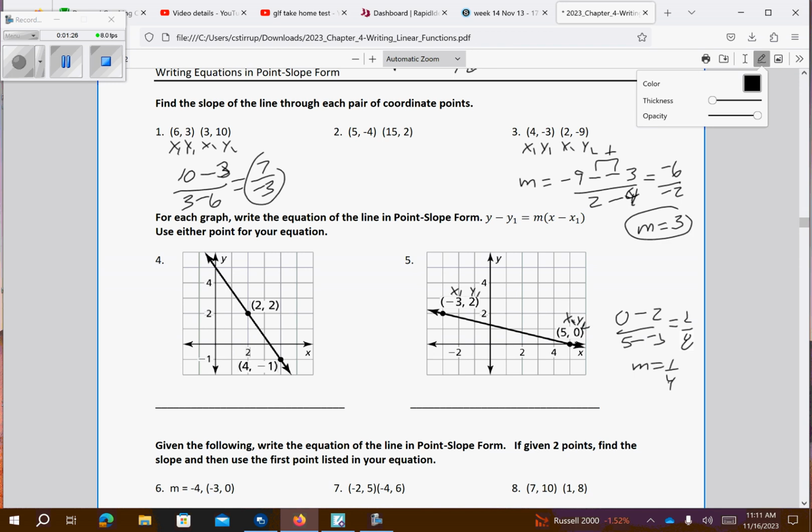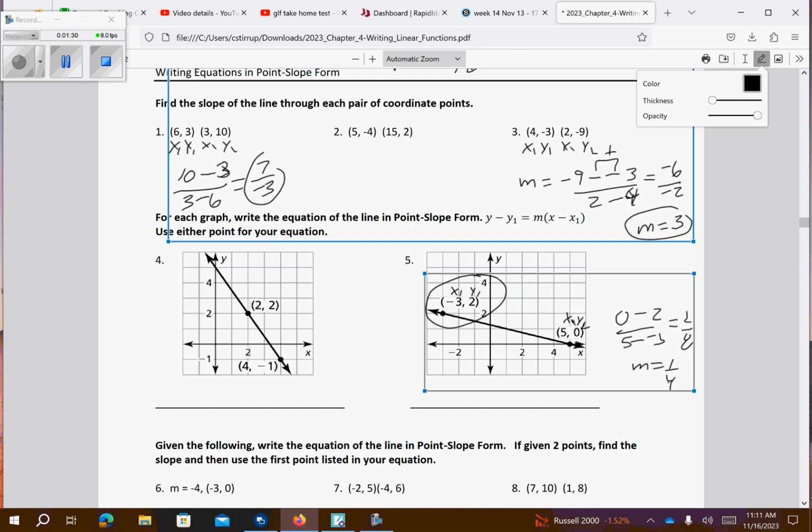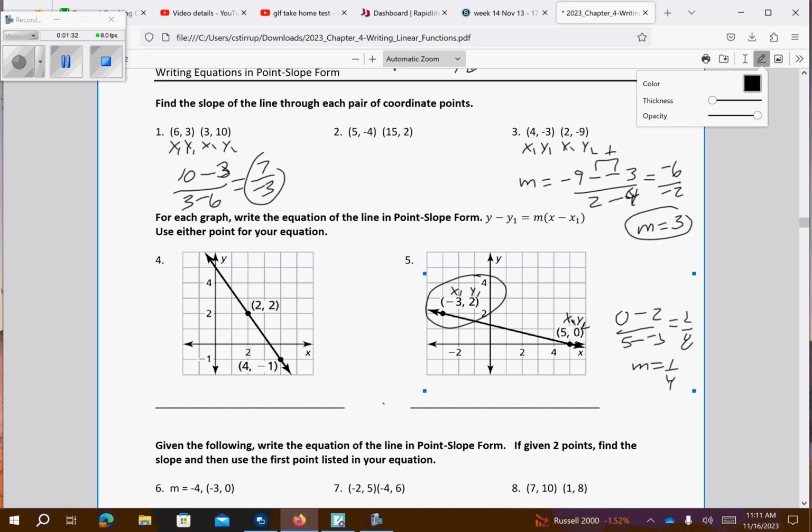Then I have to pick one of my points. I'm going to stick with the x1, y1 because we have that up in the equation. So that's going to give me y equals our slope. Oops, take it back. Y minus, when I plug it in, it's going to be a negative 2. Positive 2 turns negative 2. My slope is 1/4, x plus 3. The reason it's plus 3 is because that was a negative there when we plug it in.